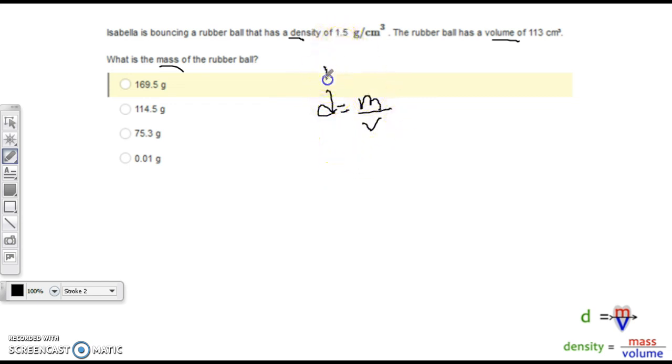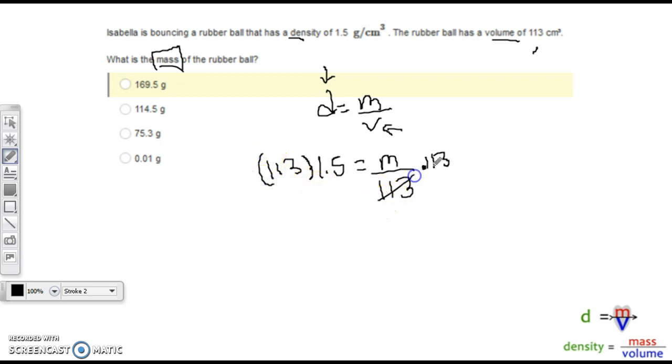For density, I'm going to plug in 1.5. For volume, I'm going to plug in 113. And we don't know the mass yet, so I'm going to leave it as M. And then to solve, I want to get rid of 113. Right now it's dividing. The inverse operation is to multiply. That'll cancel. And then I'm going to type in 113 times 1.5. And I got 169.5 grams, which is A.